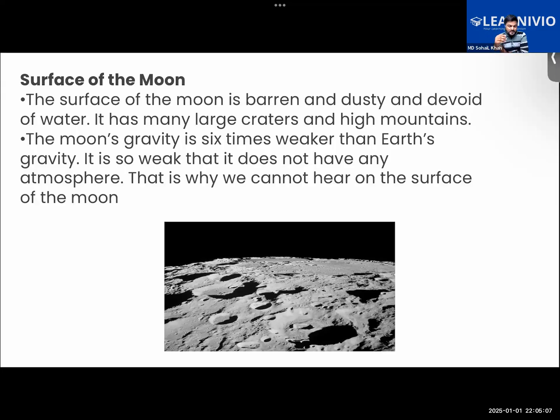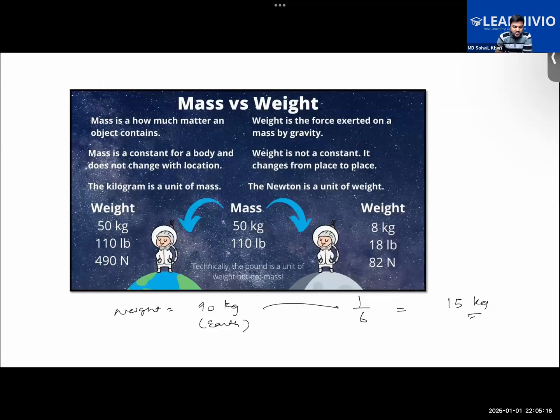Okay, that is one thing. Further, lots of craters are there on the surface of the moon. Getting it? Further, we did learn about the comparison between the mass and weight.